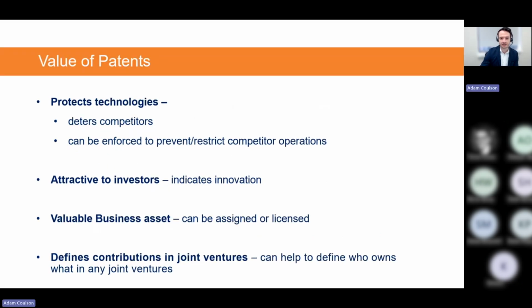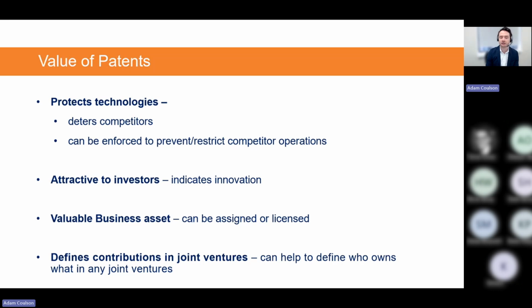Now moving on to the value of patents. Now there are plenty of reasons why a patent would add value to your business. For example, a patent can protect a technology which is the result of years of hard work and expenditure in your R&D department, or the result of your own inventive skill. Protection of this technology can also deter competitors from moving into the same technological area as your patented invention. A patent also allows you to enforce patent rights against your competitors to prevent or restrict their operations.